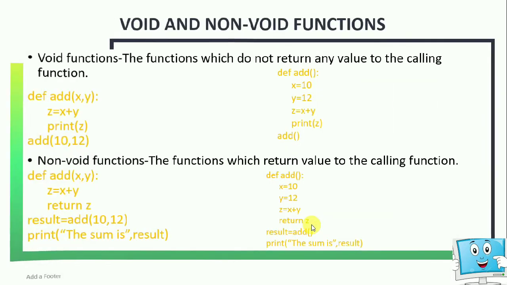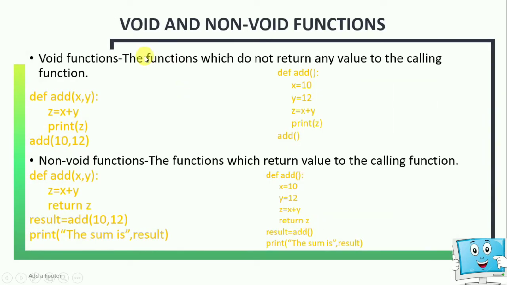Next we have the types of functions, that is void and non-void functions. Void means empty, that is, the functions which do not return any value to the calling function. So here we have two examples. The functions are the same, but we see that there is no return statement in either. The only difference between both the functions is that one function is taking parameters, whereas the other function is not taking any parameters.